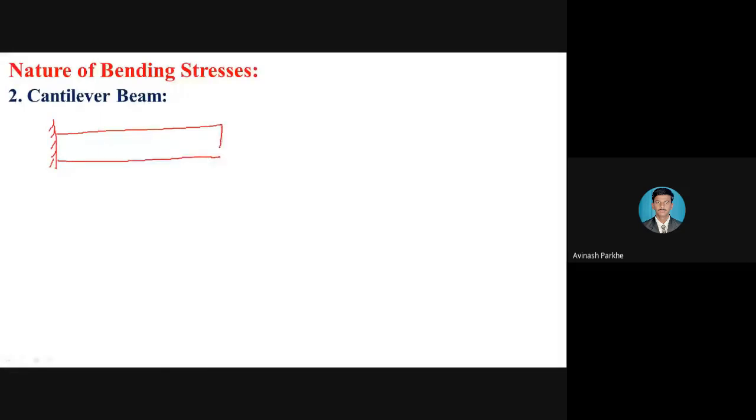This is the cantilever beam whose one end is fixed. This is the center line, neutral axis. Okay, this is the figure number 1 before load is applied. After loading, what happened? The bending of the beam is taking place in the downward direction. You can see here.